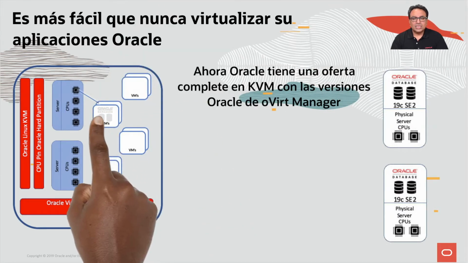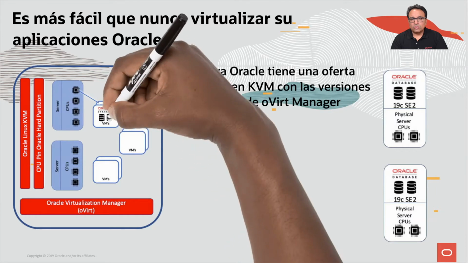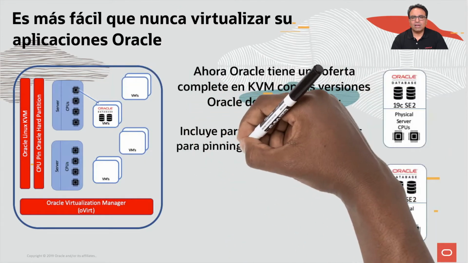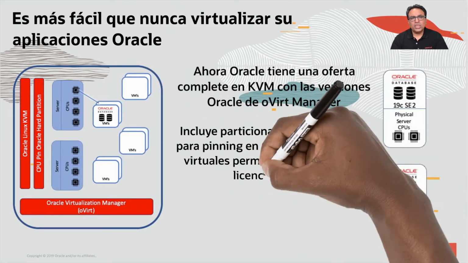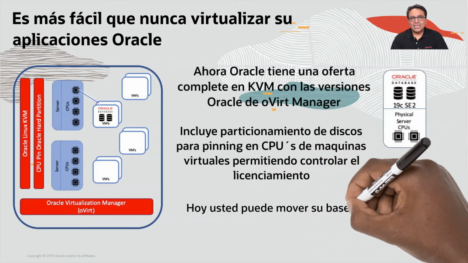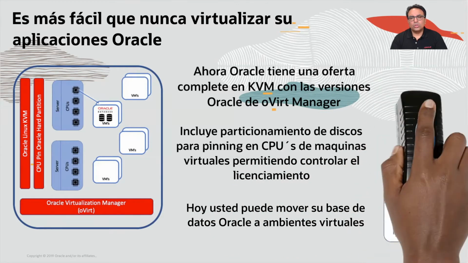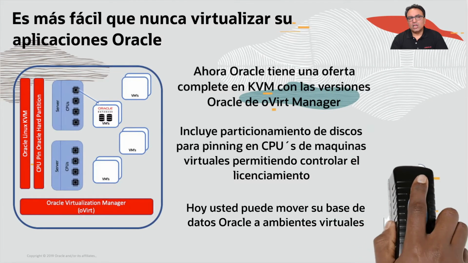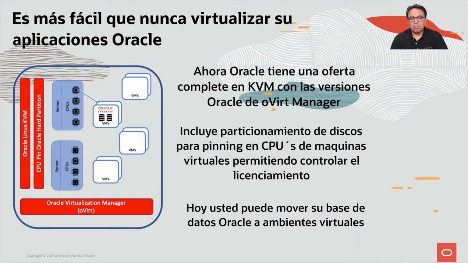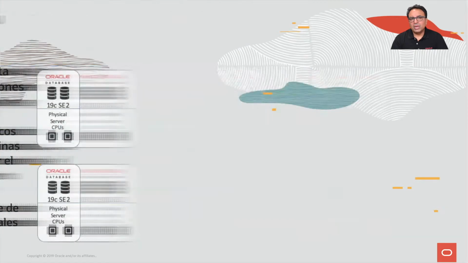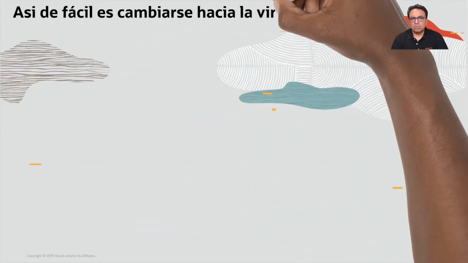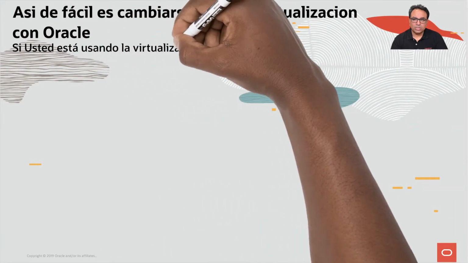What is Oracle Virtualization Manager? It's basically oVirt, which is the same management tool you get with Red Hat Virtualization. But with that, we've done something special. We've added CPU pinning by way of hard partitioning. So now you can take your Oracle workloads, take them off your physical machines and put them into a virtual environment based on KVM and Oracle Virtualization Manager, which is an oVirt technology.